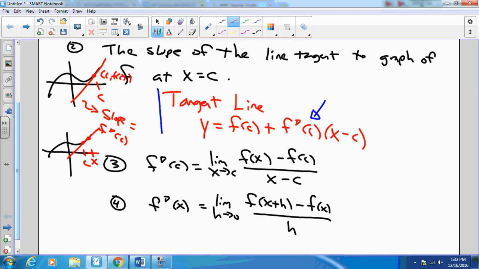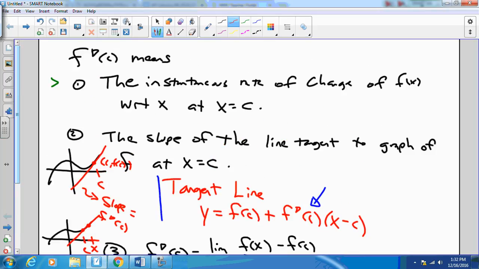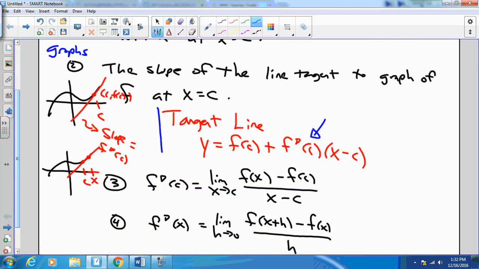So first is on graphs. So this is commonly used in physics situations. This is used when I'm looking at a graph. And this would be analytic, both of these. It's all mathematical.